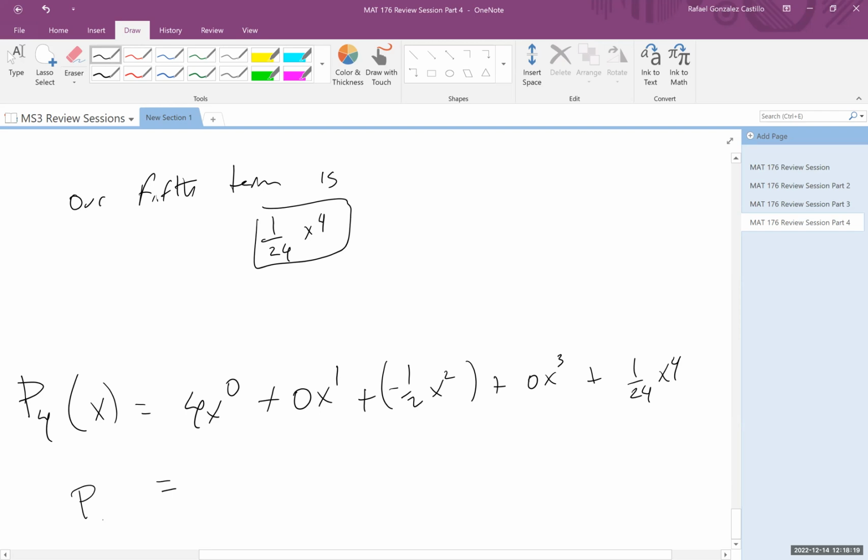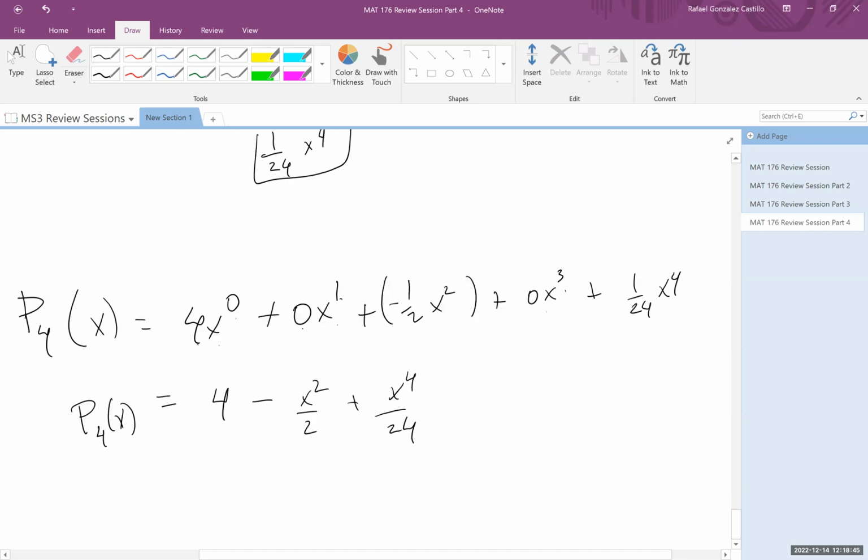We could simplify this, we get rid of the values of 0. So 4x to the 0 is simply just 4, because x to the 0 is 1. 0 times x to the 1 goes away. Anything times 0 is 0. Plus times minus is minus, so we get negative 1/2 x squared. And finally, 0x cubed goes away, so we're left with x to the 4 over 24. And that's the solution to this problem.